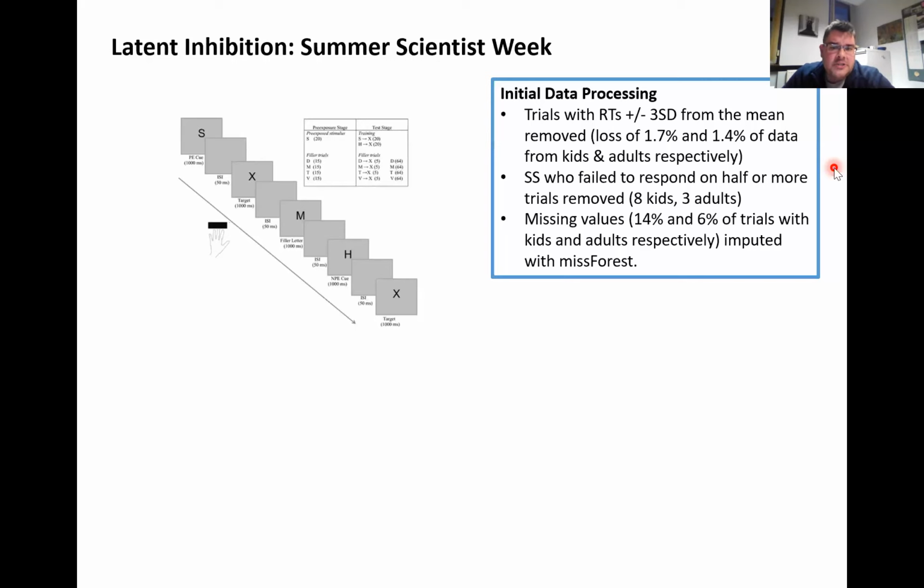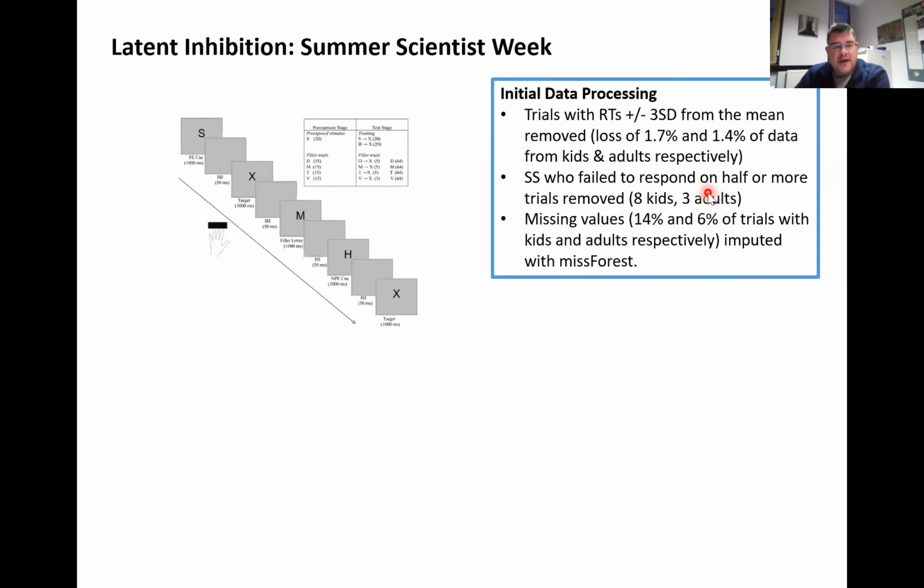Some initial data processing was conducted. So we removed trials with response times that were very, very long or very short. That resulted in a little bit of loss of data from the adult and children's data. Any participants who failed to respond on half or more trials were also removed. That resulted in 8 children and 3 adults being removed.